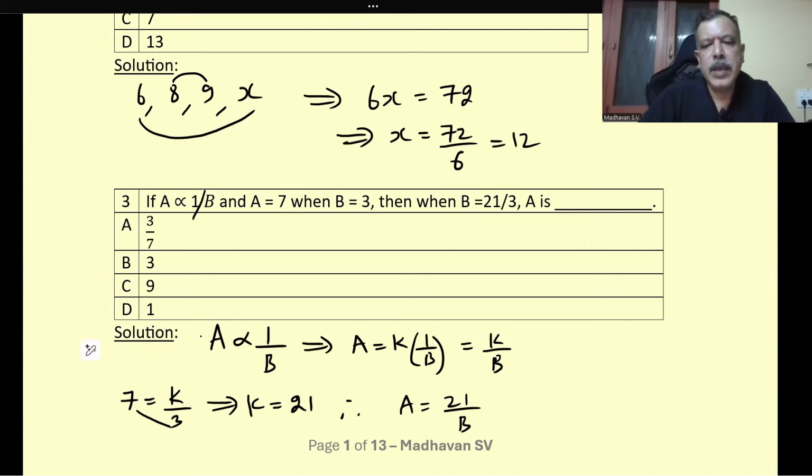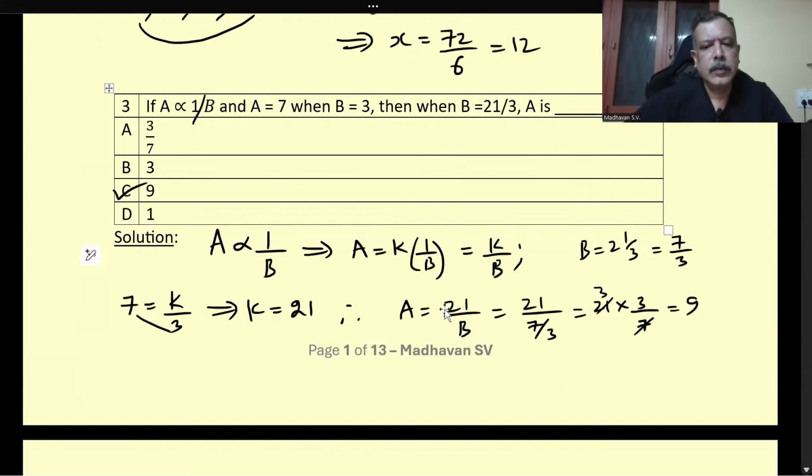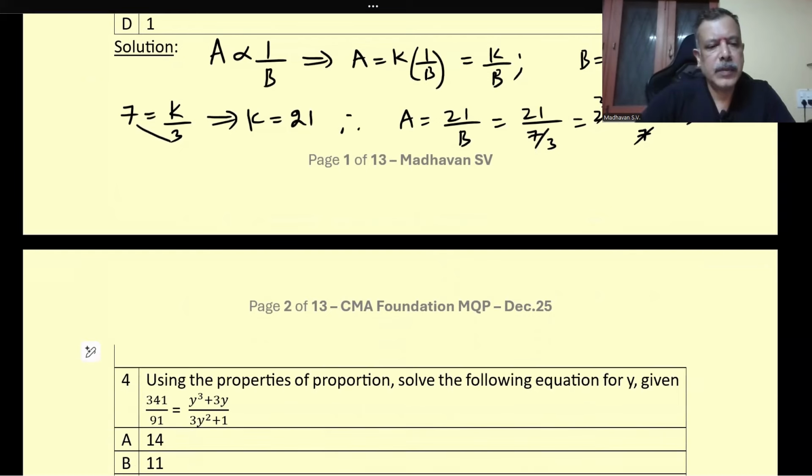Now, given B is 2 1 by 3. That can be written as 2 3s are 6, 6 plus 1, 7. So 7 by 3 we can write. So that means A is equal to 21 divided by 7 by 3, which can be written as 21 multiplied by 3 by 7. This goes with this 3 times, so we get 9. So the option is C. So let us move on to the next.